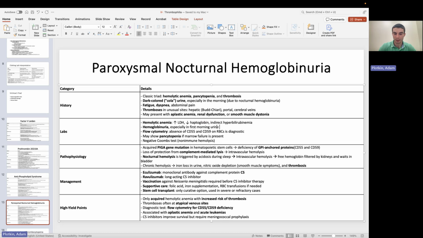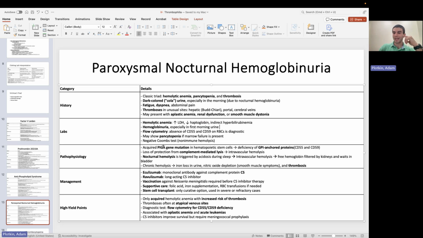Hemoglobinuria, especially early in the morning. On flow cytometry, we'll see an absence of CD55 and CD59 on the red blood cells. We may see pancytopenia if marrow failure is present. And then it's a negative Coombs test, right? This is not an autoimmune driven process. It's not an autoimmune hemolytic anemia. And again, when I do my hemolytic anemia lecture, we'll discuss why. So the pathophysiology will kind of clear up everything. Like, why is all this happening?